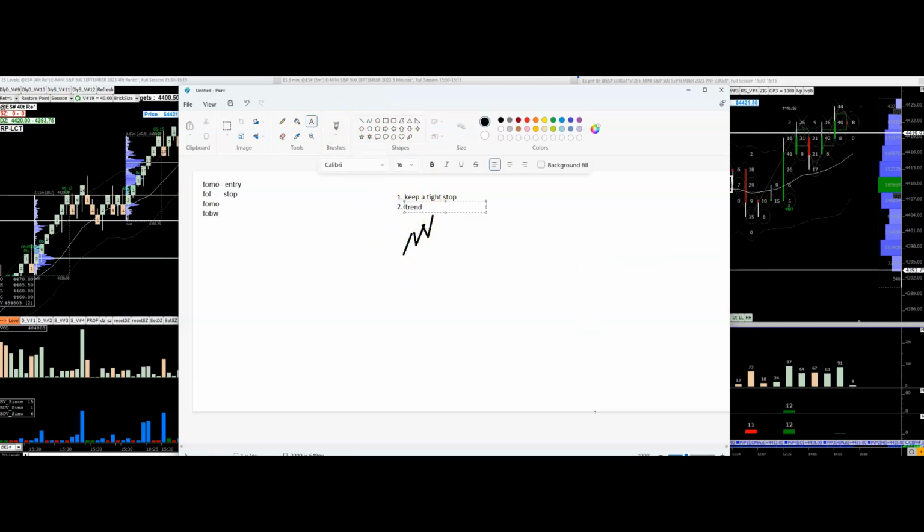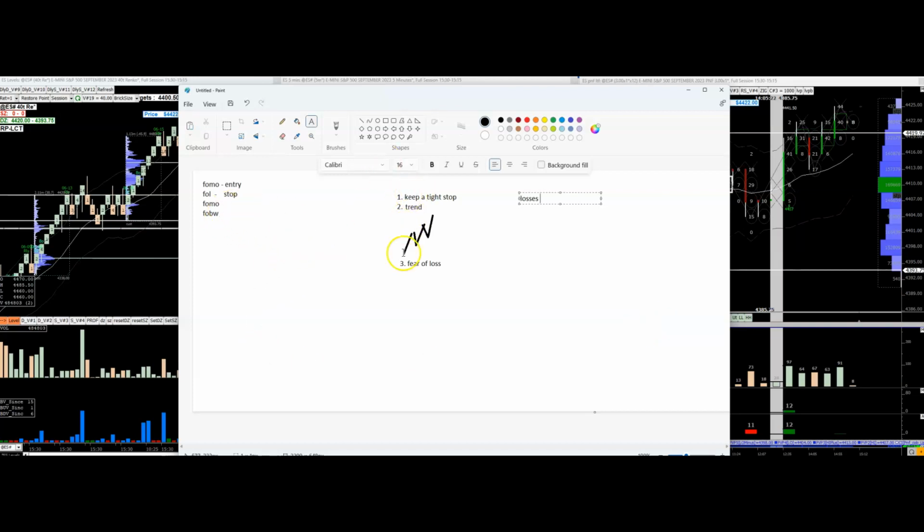You're taught trend. These 2 beliefs about higher high, higher low, as well as keep a tight stop, combined with the 3rd thing, which is fear of loss. These 3 things together are the reason why, I don't know what percentage, but generally a large percentage of your losses are due to this fear of loss combined with these 2 beliefs of higher high, higher low, higher high, higher low. And I'll show how this happens.